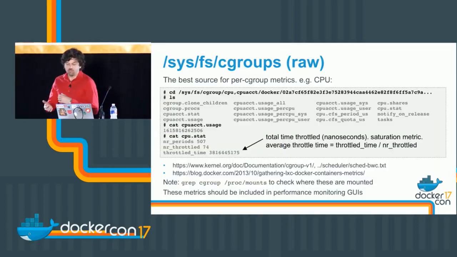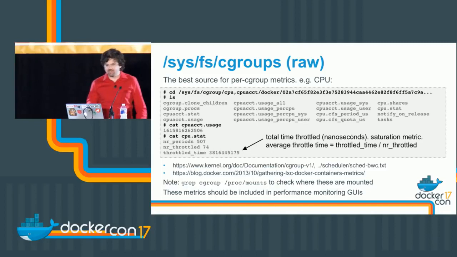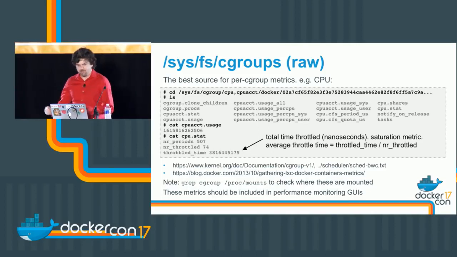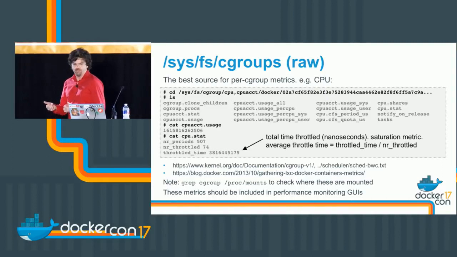Another source of metrics, if you're doing container analysis from the host, is cgroups. And so my example here is I'm looking at the CPU cgroup, and there's cpu.stat, which has throttle time. So that's great for understanding how much I've been throttled by, say, a hard limit for CPUs. There's also nr_throttled for the number of times I've been throttled.